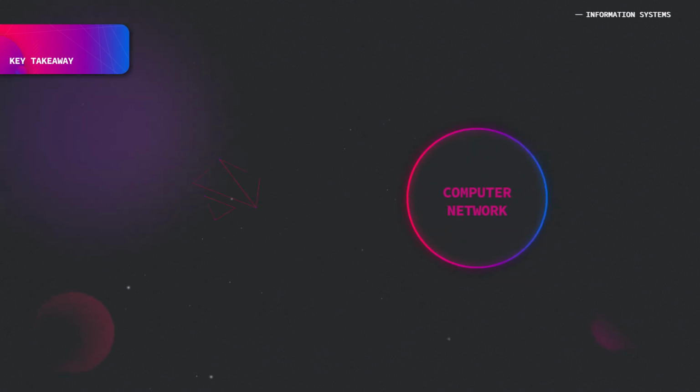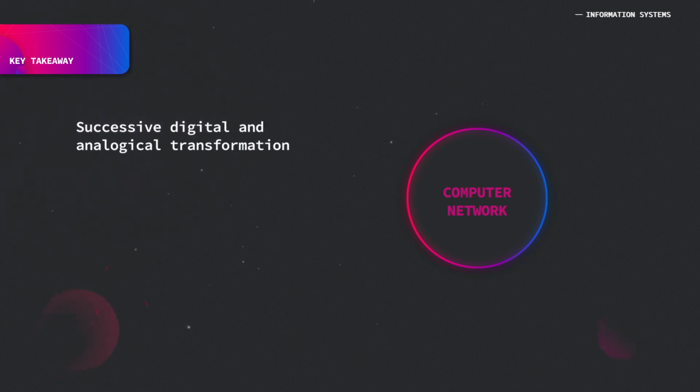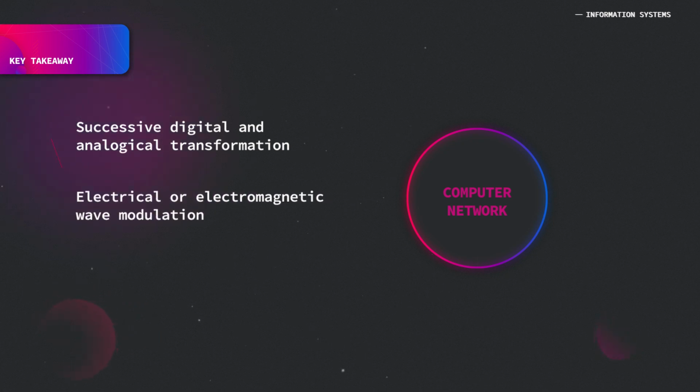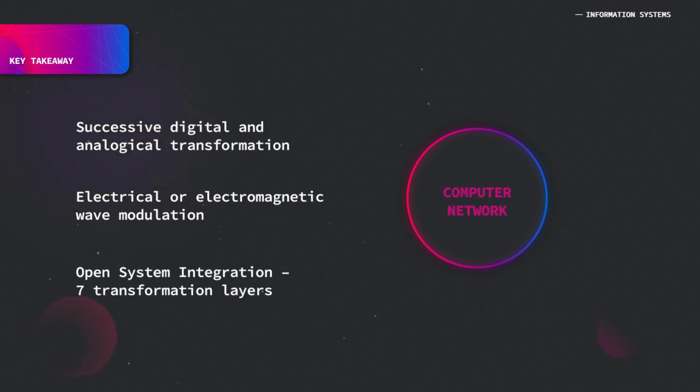To conclude about the principle of computer network, the process of sending data from a device to another can be summarized by successive digital and analogical transformations. At the end, data is an electrical or electromagnetic wave modulation, processed according to different protocols to reach something easily interpretable by end users. The OSI model structures the transformation of data in the computer network into 7 steps. Layer 1, or physical layer, deals with signal modulation, whereas Layer 7, or application layer, deals with getting exploitable information according to the task of the application.